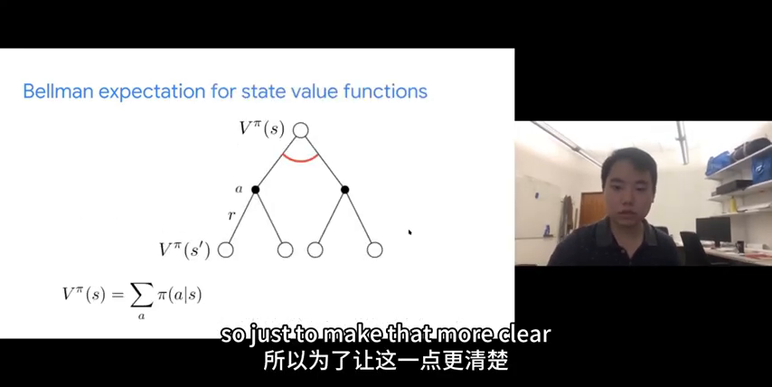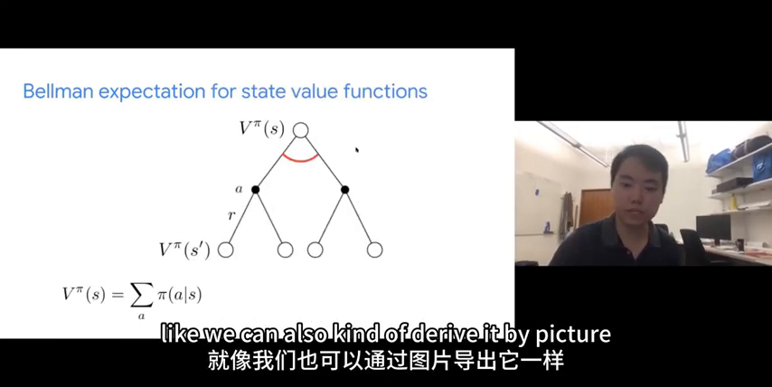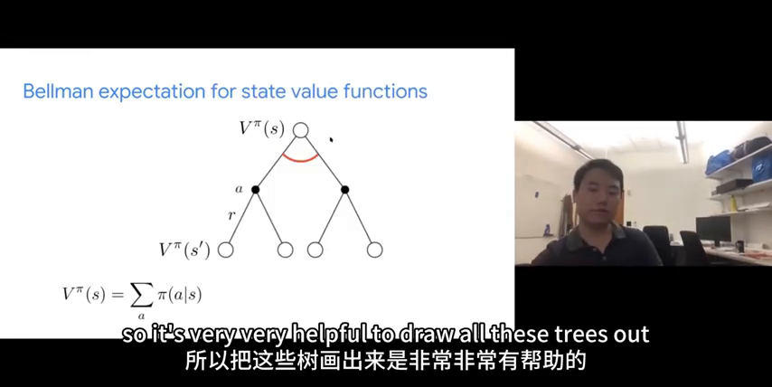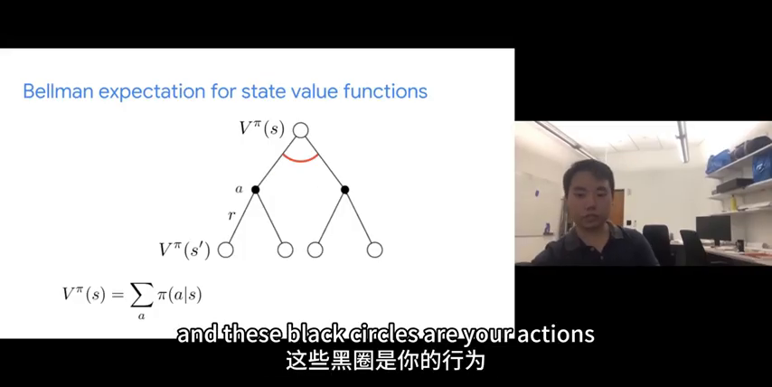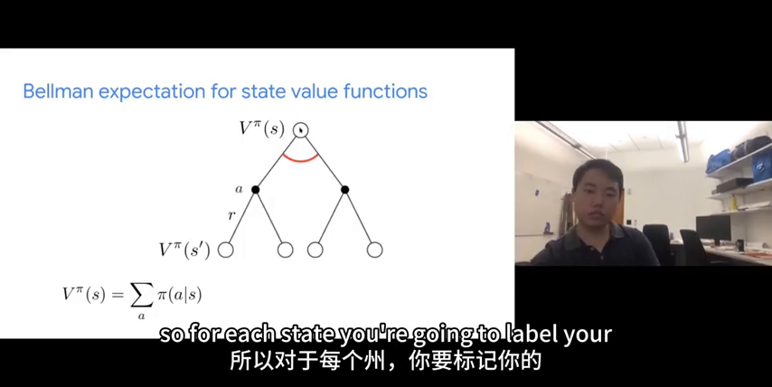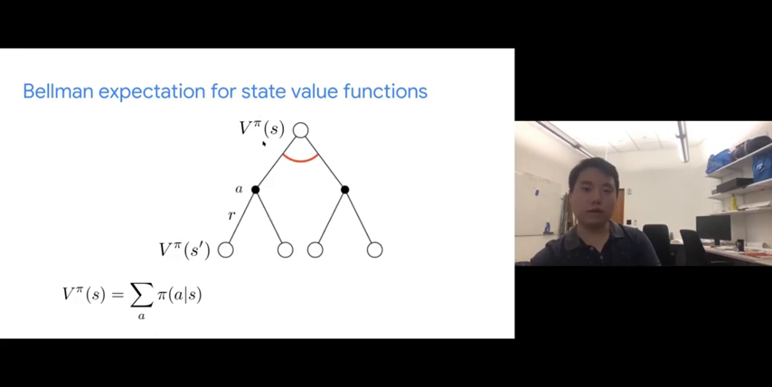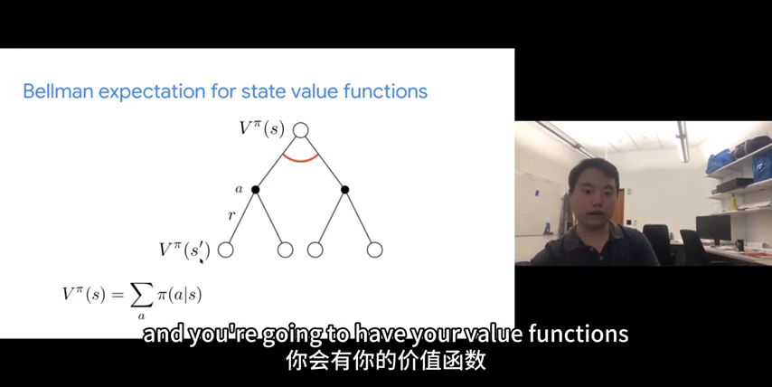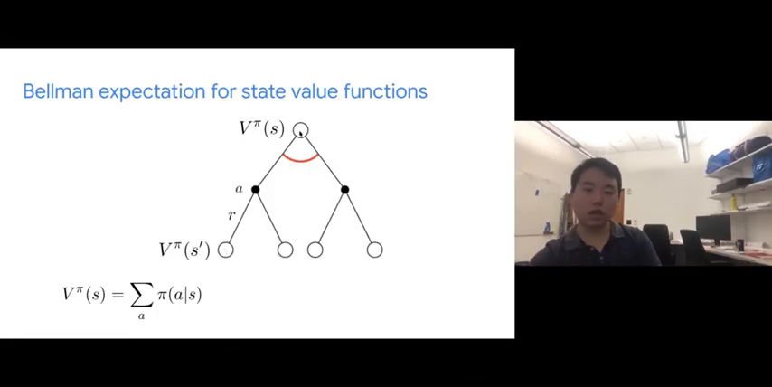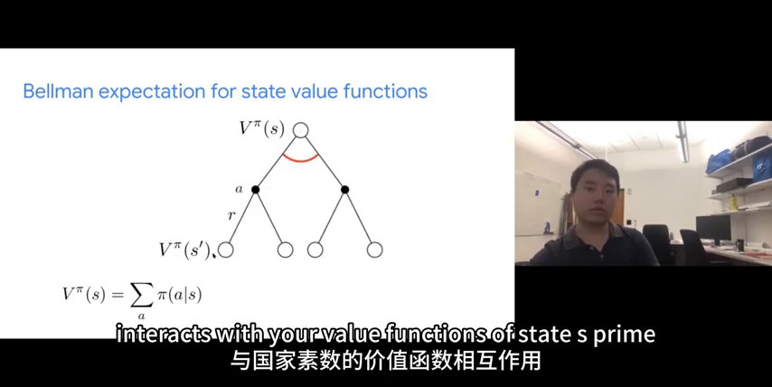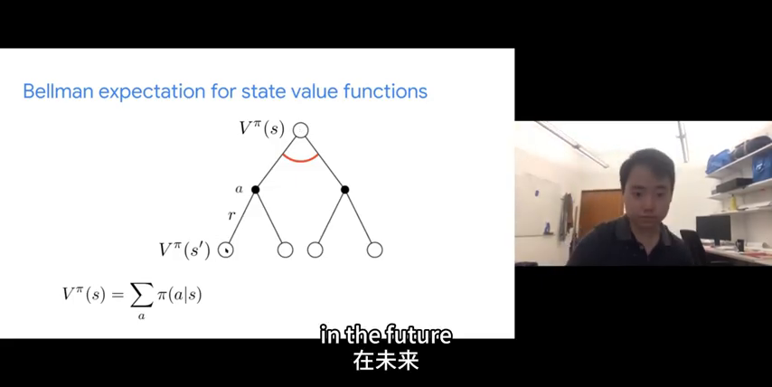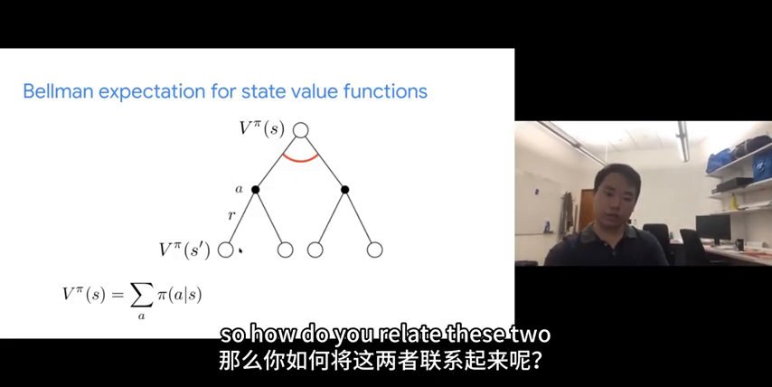So just to make that more clear, we can also derive it by picture. It's very helpful to draw all these trees out, where these white circles are your states and these black circles are your actions. For each state, you label your value function for that state, and you have your value functions for subsequent states. Our goal is to look at how the value function of state S interacts with your value functions of state S prime in the future. So how do you relate these two?